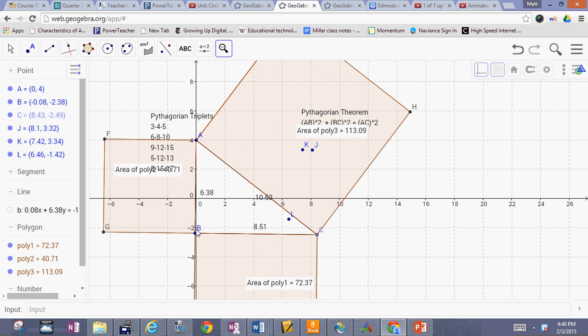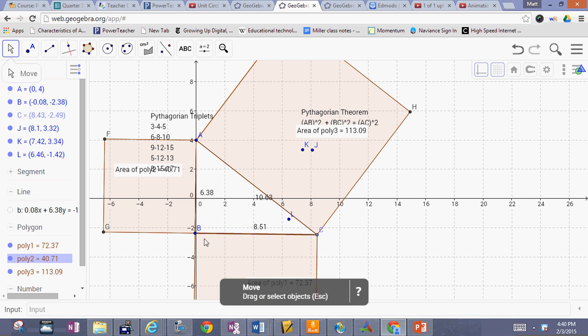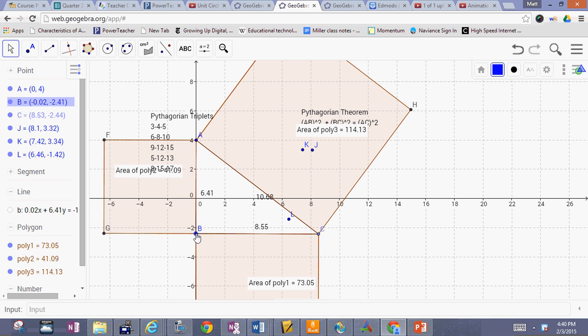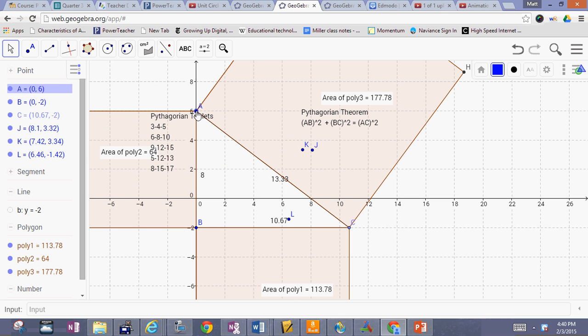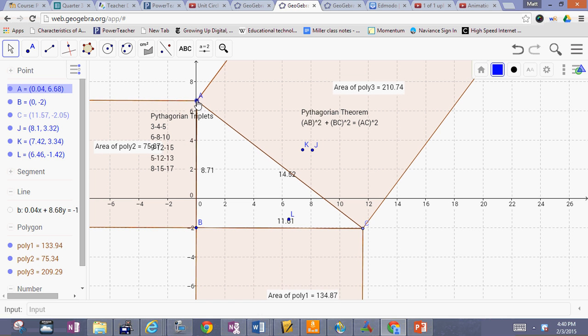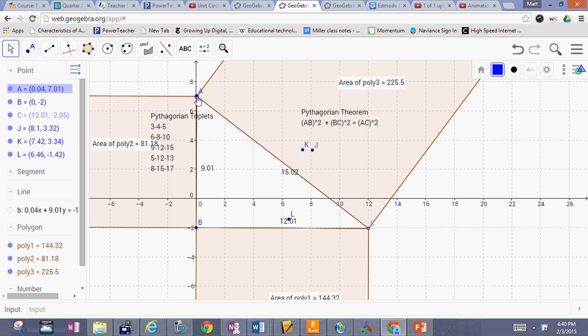So I'm going to move these to convenient places so I can get a length of 9 along here. So we're up to 8, right? We got to get up to 9. Should snap. Yeah. And since the zoom out, I think we're pretty much right there. Okay, here we are, 9, 12, 15. 9 squared, 81, plus 12 squared, 144, is equal to 15 squared, 225.